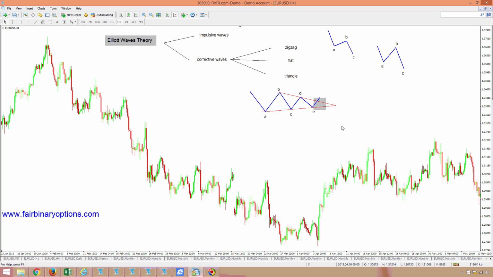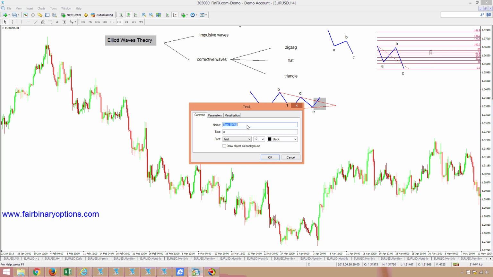When that happens, the triangle is completed, and then we should move on. On the other hand, on the zigzag and on the flat, it all comes with the 61.8 retracement from the beginning and till the end of the pattern, like this. The 61.8 is the place for the X wave. You cannot have an X wave that goes more than 61.8.